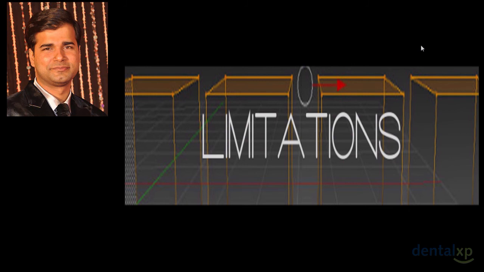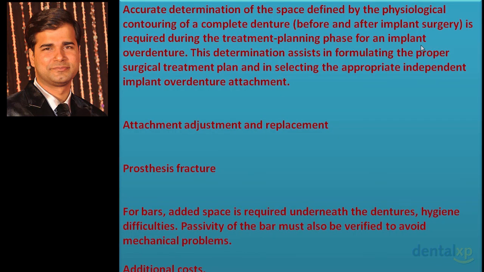Okay, do we have any limitations? Accurate determination of the space defined by the physiological contouring of the complete denture before and after implant surgery is required during the treatment planning phase for an implant overdenture. This determination assists in formulating the proper surgical treatment plan and in selecting the appropriate independent implant overdenture systems. There is also frequent need for attachment adjustments and replacement. Prosthesis fracture is one of the common things which are noted.